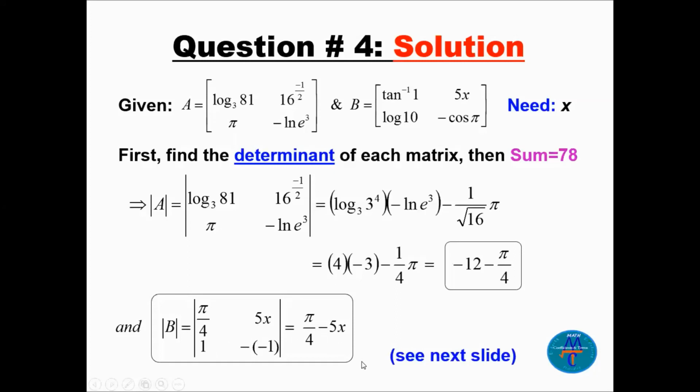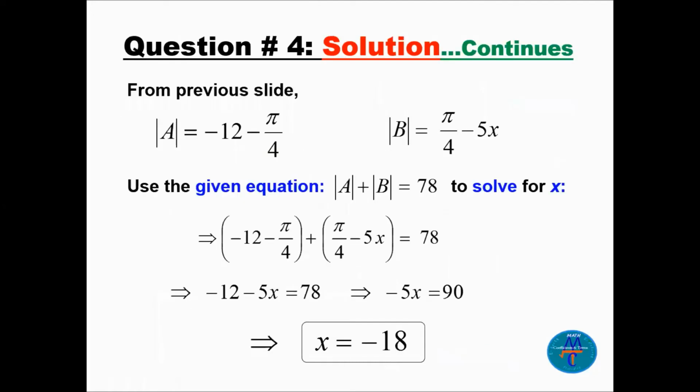Now just look here. What do we have to do? We have to take this value, the determinant of A, and this value, the determinant of B, and then we add them. They equal 78. And then you can figure out the value of x. Let's see. Really interesting, this one. The determinant of A we have found, and the determinant of B we have found.